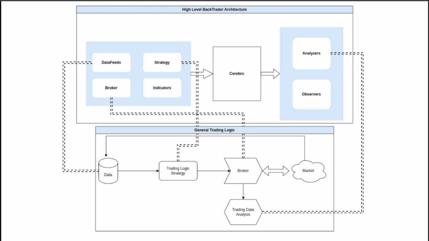Let us connect the components. So, the data is the data feed. The trading logic is the strategy and its indicator. The broker is simply the broker. And the trading data analysis is done through the analyzers.